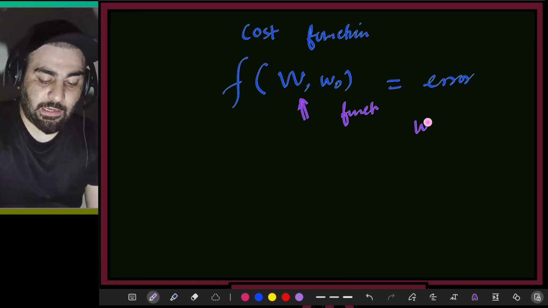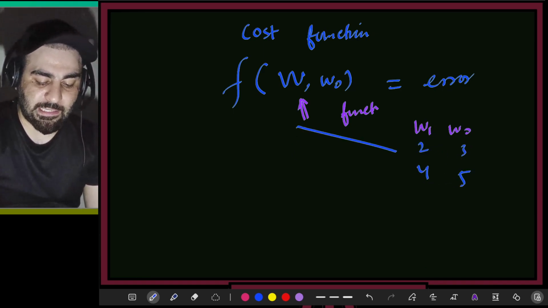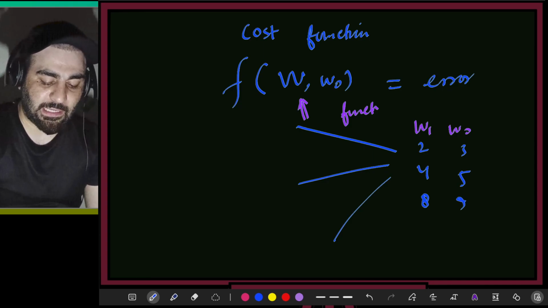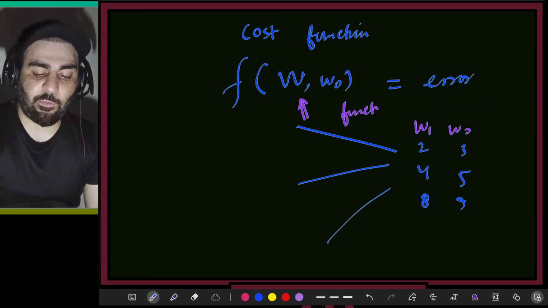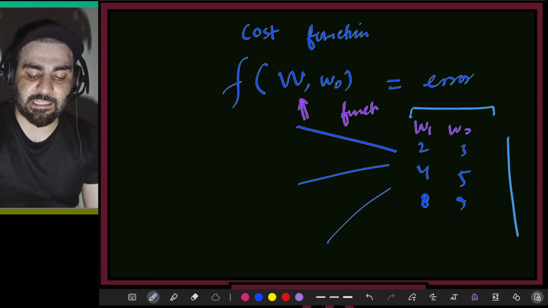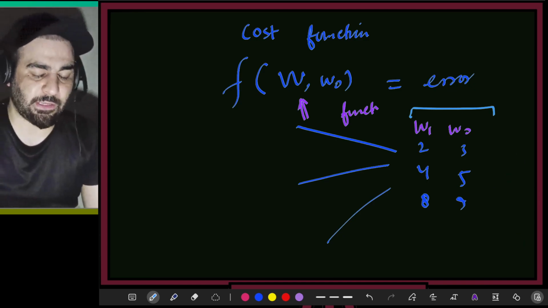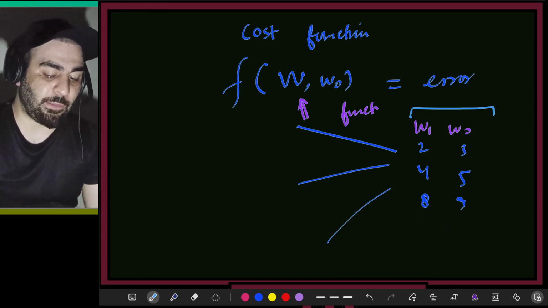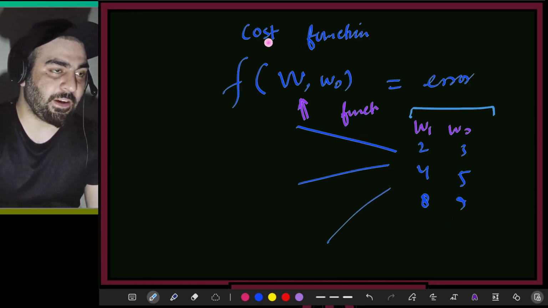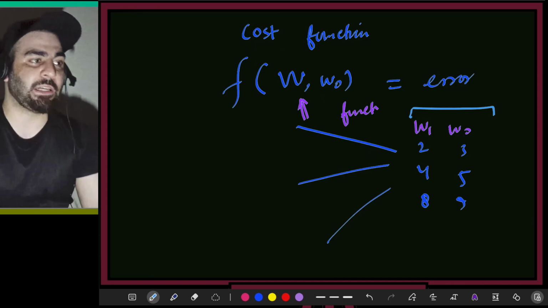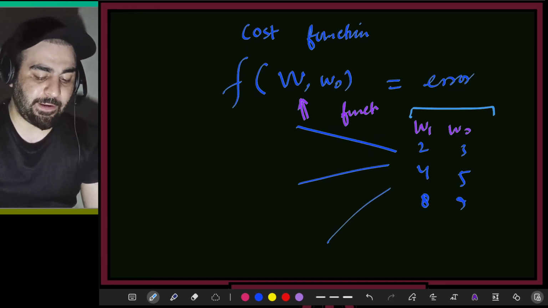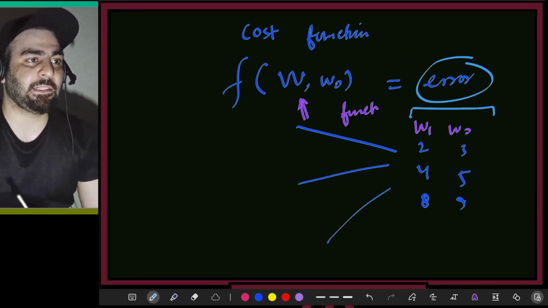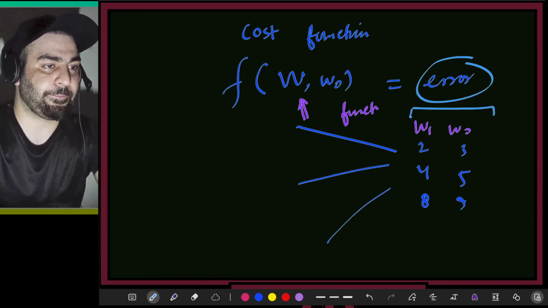Let's suppose for the values W1 and W naught we have 2 and 3, or 4 and 5, so this will be one line, like this. Suppose 8 and 9, so this line will be something like this. When you change the values of W and W naught, in the linear surface I'm talking about, on these 2D surfaces, you get different lines. So this cost function is basically telling you how much error there is. You will see which line fits the actual data best, and you will get the error from that. Is the distinction between these two functions clear?